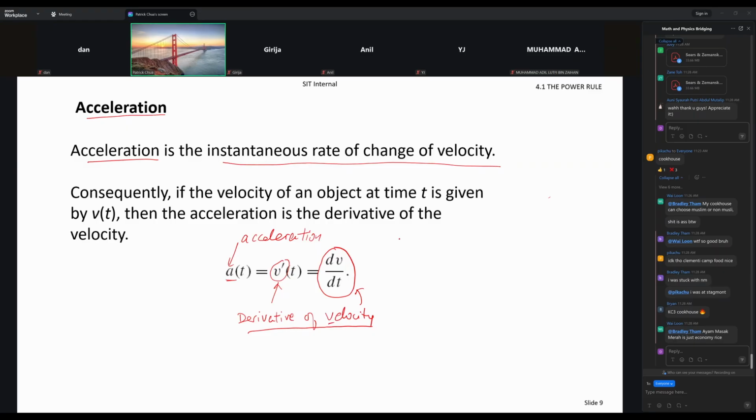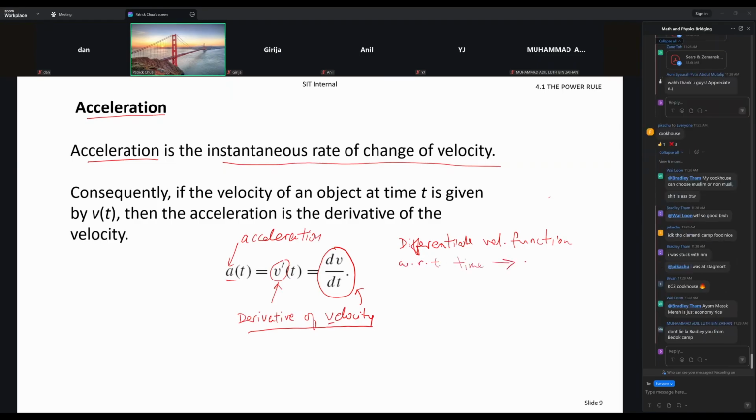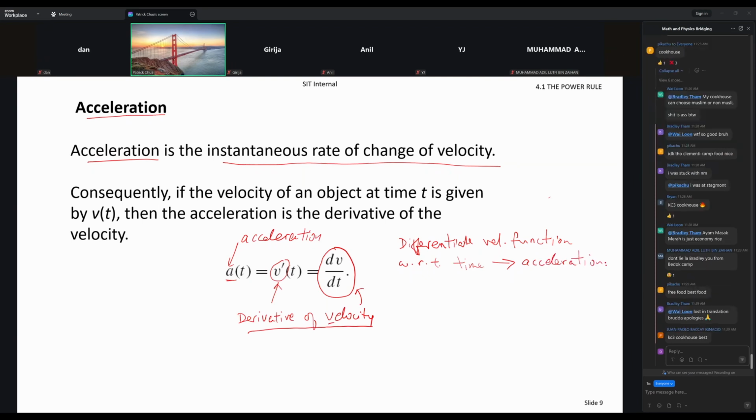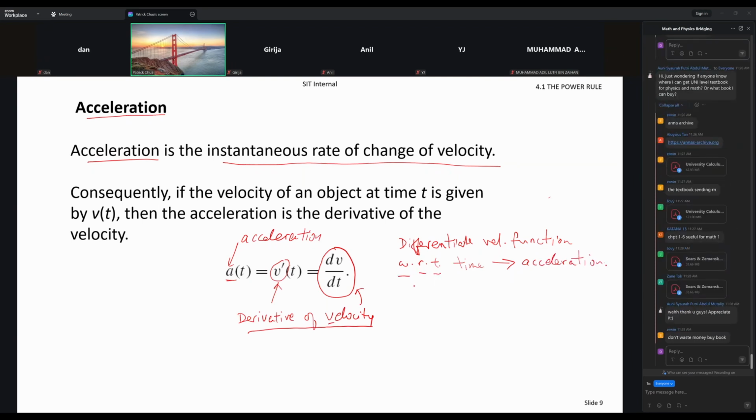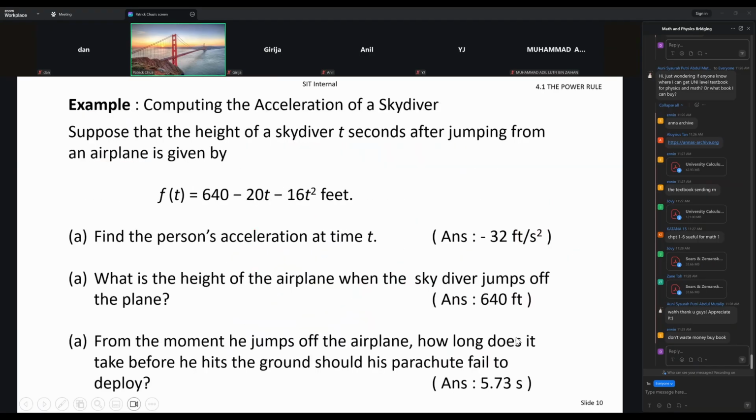So differentiating the velocity function with respect to time gives you the acceleration. With respect to time gives you acceleration. That's what it means. So we have an example. Next slide.